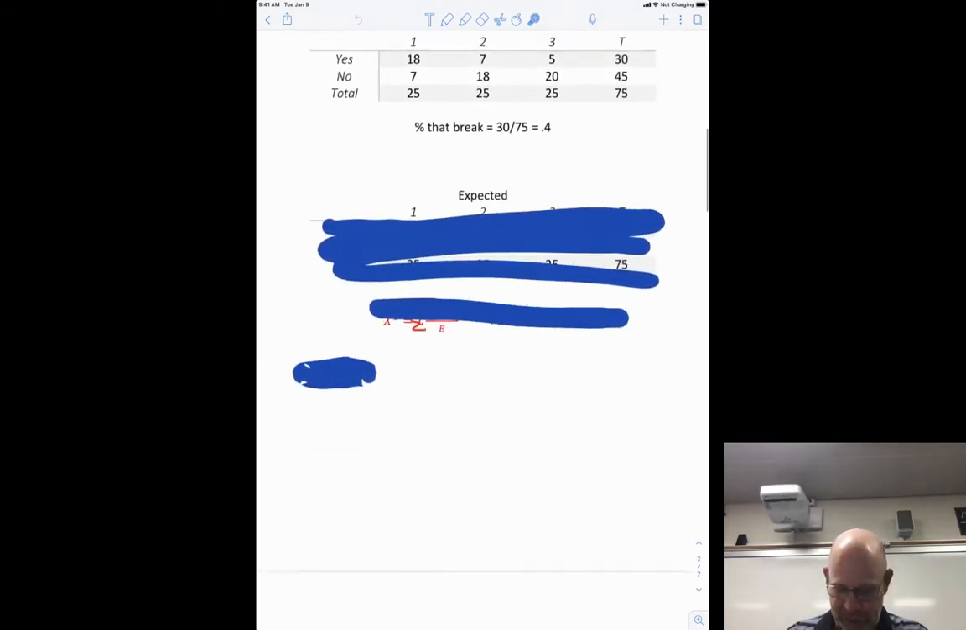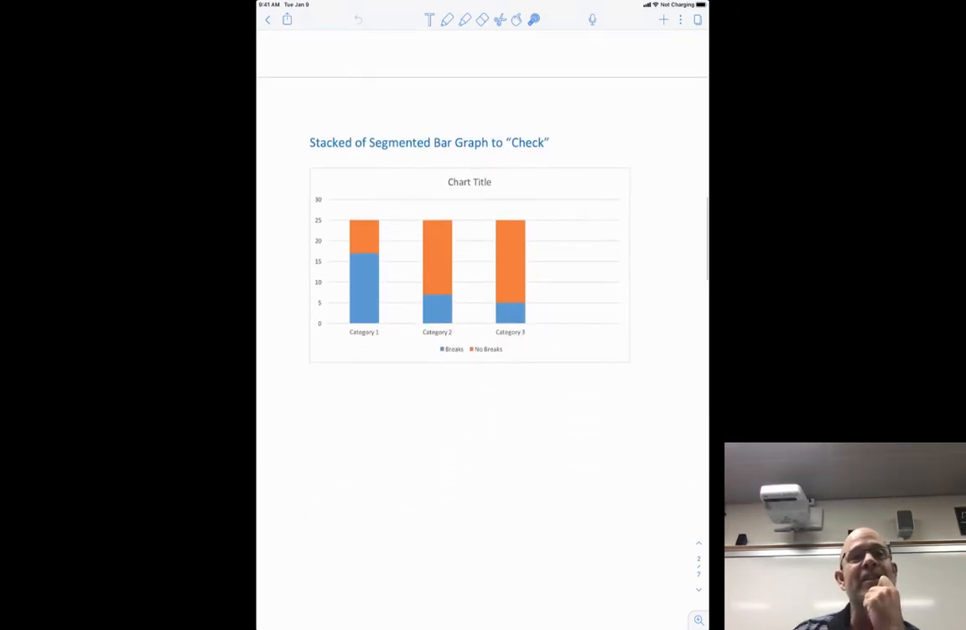One thing we could do, I'm going to just show you here, is we could draw a little picture of this thing. This is called a stacked or segmented bar graph. Sorry, that should say or, stacked or segmented bar graph. Kind of gives us a little check. So you can see what I did was I broke up the categories, or the paper towels, 1, 2, and 3, and then the breaks in blue, the no breaks in orange, or whatever color that is. And you can see that there's a difference, right, by looking. So this is a nice little visual. You might be asked to draw a little visual.